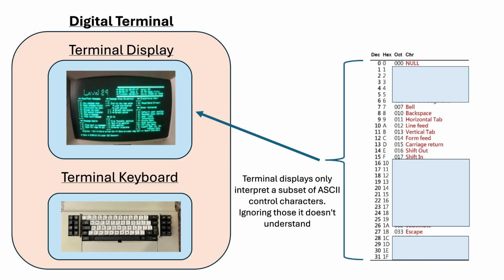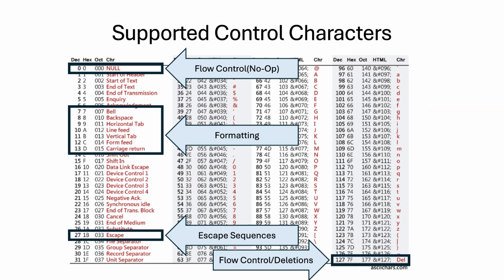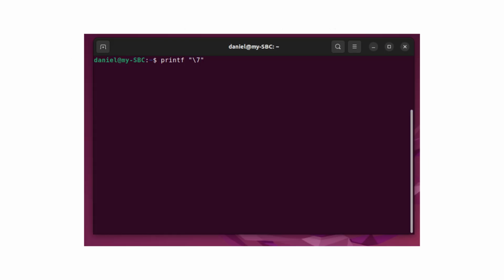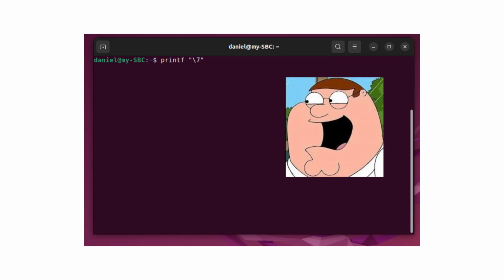Digital terminals only interpret a small subset of ASCII control characters, ignoring all others for reasons mentioned earlier. These consist of text formatting characters, the escape character used for initializing escape sequences, and finally the bell character, surprisingly enough. Despite the deprecation of many control characters, bell somehow made its way to modern terminal emulators. What used to be a physical bell on teletypes now causes terminal emulators to sound, even allowing you to customize its sound as Peter Griffin laughing, for example.